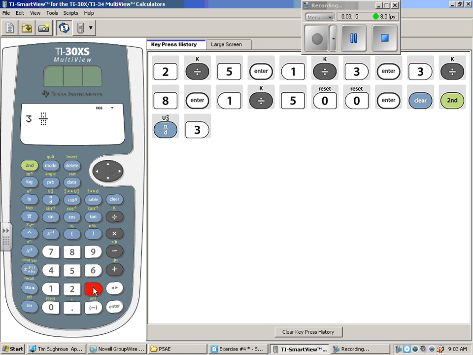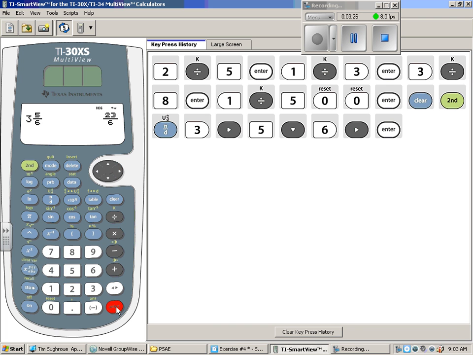So I'm going to go 3. All right, cursor to the right. I'll move it up there. I'm going to go 5. I'm going to cursor down. I'm going to go 6. I'm going to cursor to the right, and I'm going to hit enter. And I get 23/6. So remember that number, 23/6.